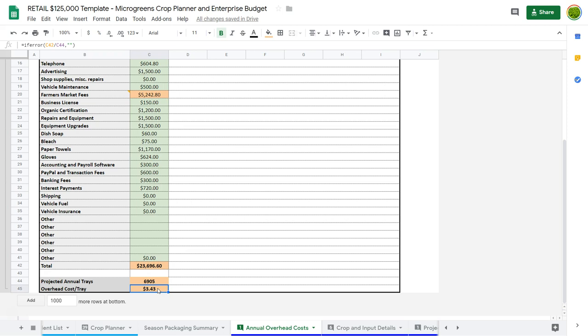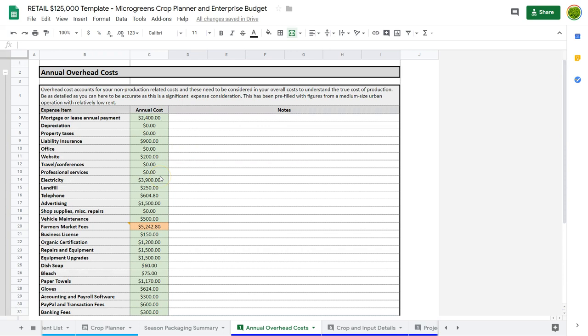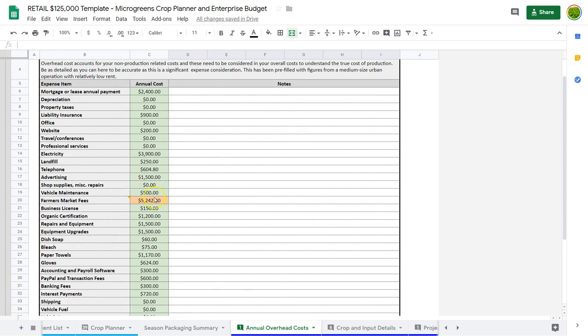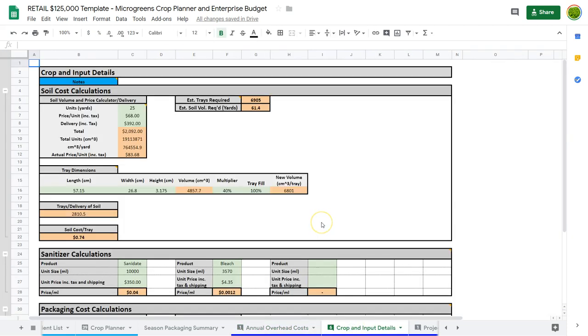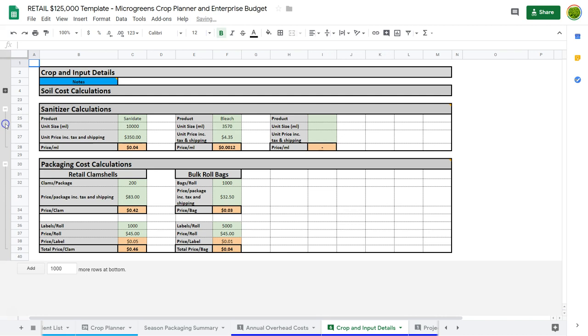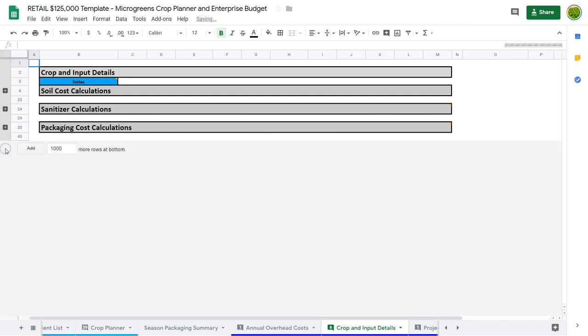So this is an important figure above the seeds and soil, which are the obvious inputs to a tray. This is going to vary, and this is a place where you want to really try and bring those costs down because it does have a big impact on overall costs. Moving on to crop and input details here. So sometimes it's easy to break these down.